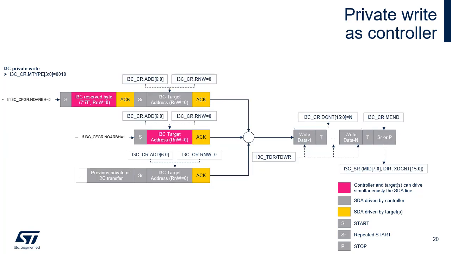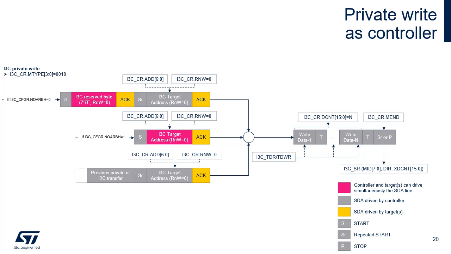This figure illustrates an I3C private write transfer as it's communicated on the I3C bus and as it's programmed when acting as controller. The M-type field of the control register selects the message type, binary 00010 for private message. This private write transfer can be scheduled when one of the following conditions is satisfied. An arbitrable header containing the reserved byte and RnW equals 0 is emitted after a start and before the I3C private write message. The target address is emitted directly after a start. The I3C write message follows a previous I2C or private I3C transfer.